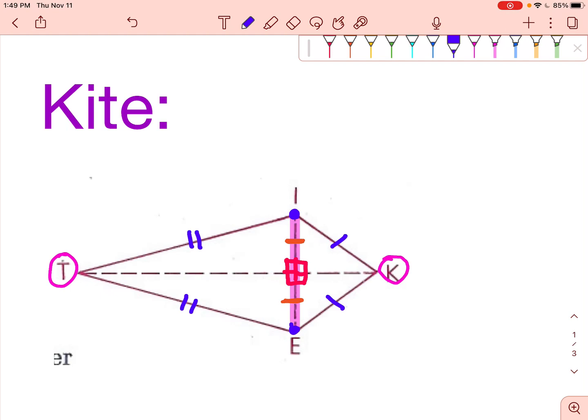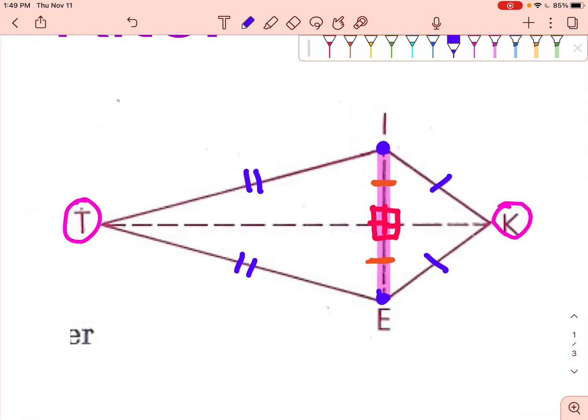One of the diagonals bisects the pair of opposite angles. Only one of the diagonals, which is the perpendicular bisector, actually, is going to bisect the opposite angles. So we can say that TK is bisecting ITE. This angle is going to be congruent with this angle. And we also will know that this angle, IKT, is equal to this angle.